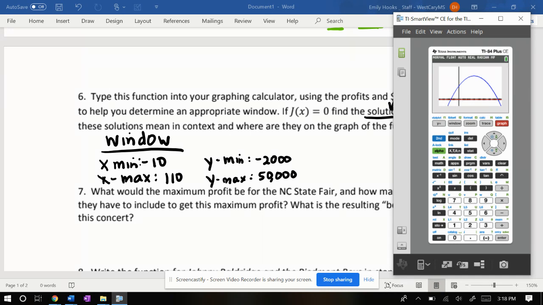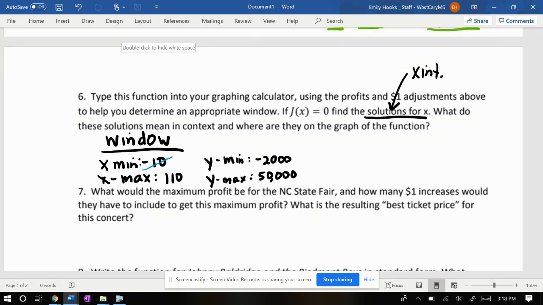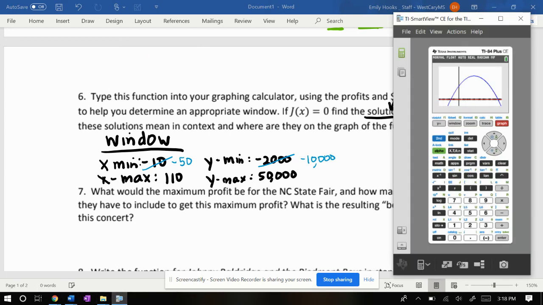So I changed my window, guys. I'm going to show you what I did. My X min, I believe I made -50. I think I made this -10,000. That way we could see the whole entire graph. Okay, so again, here's my window. -50 to +110, and my Y min is -10,000 to +50,000.